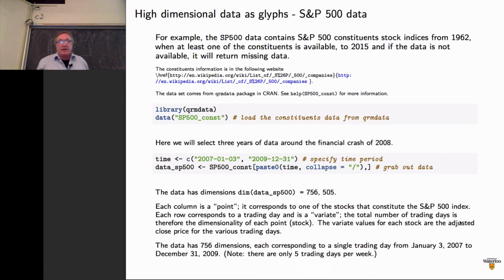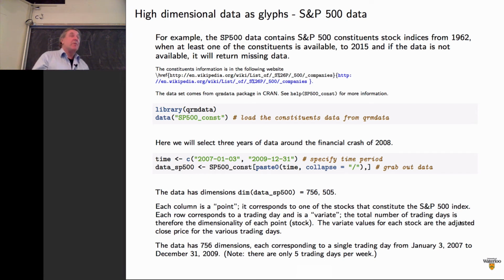So let's look at an example. So this is S&P 500 data. And S&P, Standard & Poor's, is an index looking at stocks and their prices. And so we're looking at the price of roughly 500 different stocks over some number of years, their daily closing price. So we have their daily closing price 5 days a week over several years. And we have lots of them. So every stock is a point.